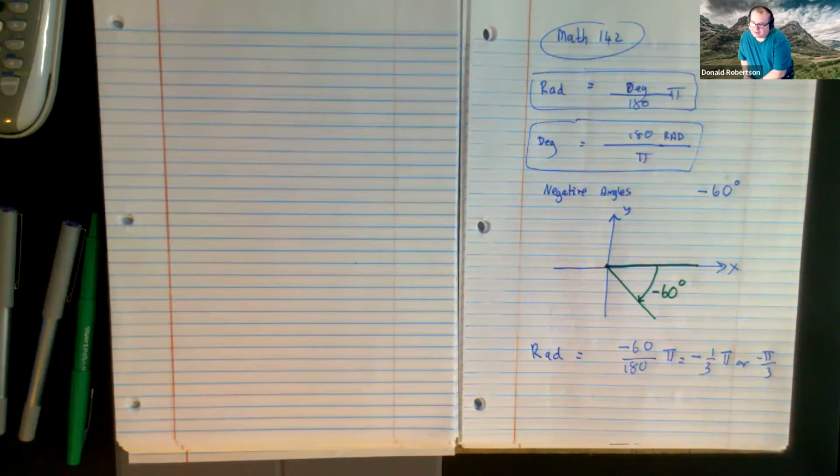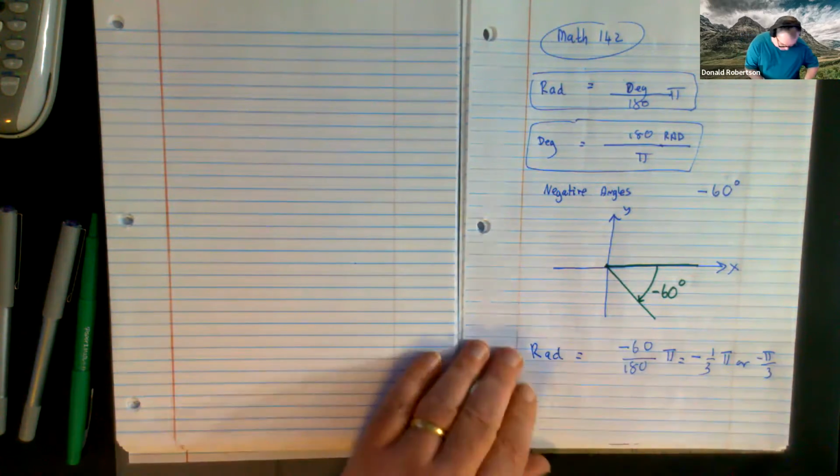Would you agree that's not a biggie then? Can't we find negative angles and turn them into radians and degrees, and we can do positive angles and turn them into radians and degrees? Isn't it the same formula? Just your answer is going to be negative.